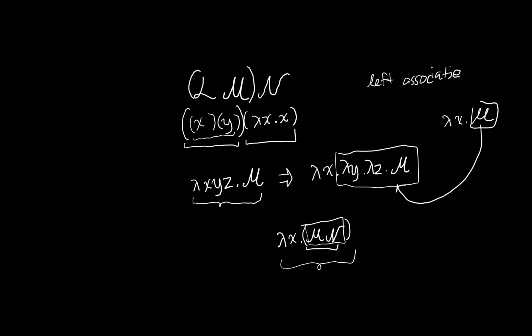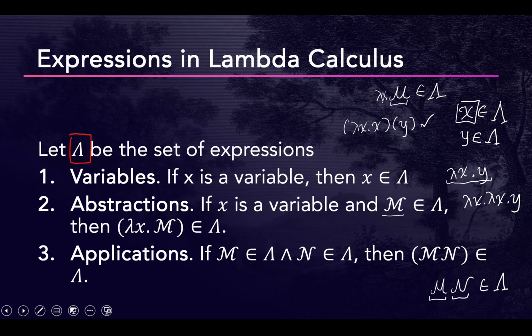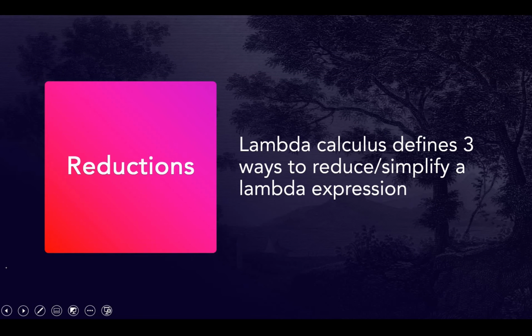Okay, so if that's a bit confusing, it will make sense in a while. Lambda calculus defines 3 ways to reduce or simplify a lambda expression. We're going to go through them one by one, and this is sort of the most important concept of lambda calculus expressions, because reductions are a way to simplify and evaluate lambda expressions. And you'll learn later that these reductions are basically concepts that are eventually adapted to functional programming concepts.